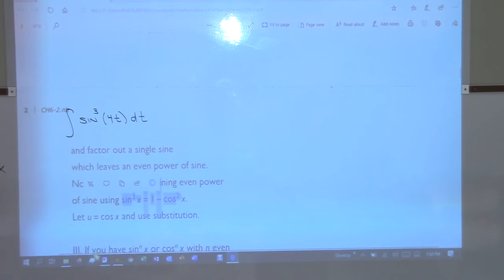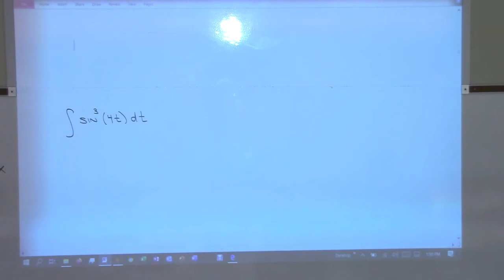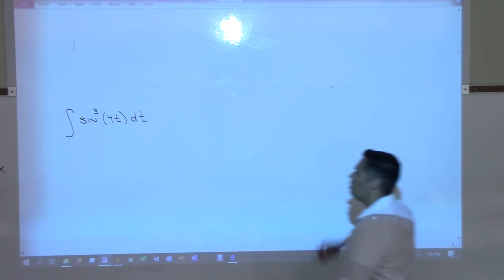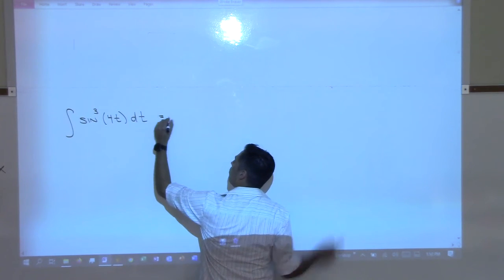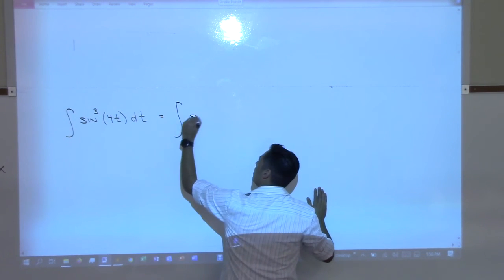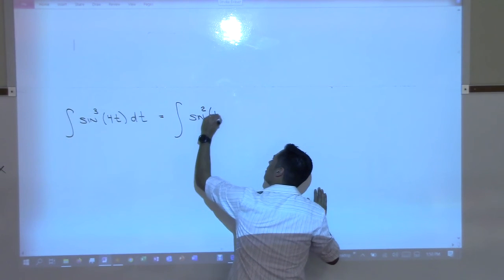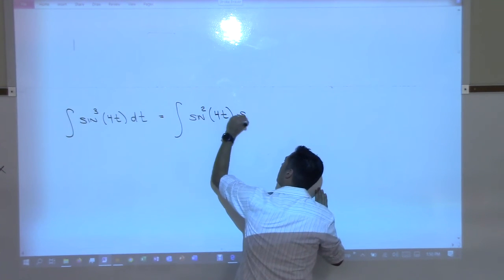Let me show you that in action. So we have sine to an odd power. We are going to factor out a single factor of sine, which means I'm going to rewrite this as sine squared 4t times sine 4t.